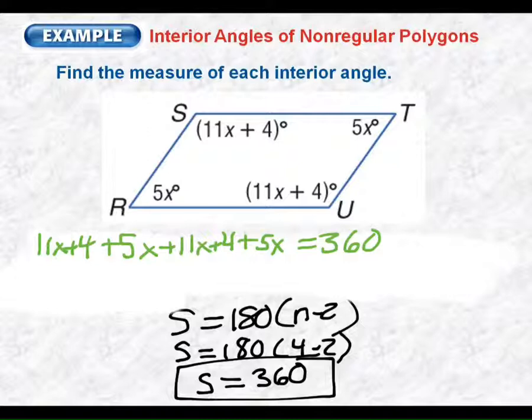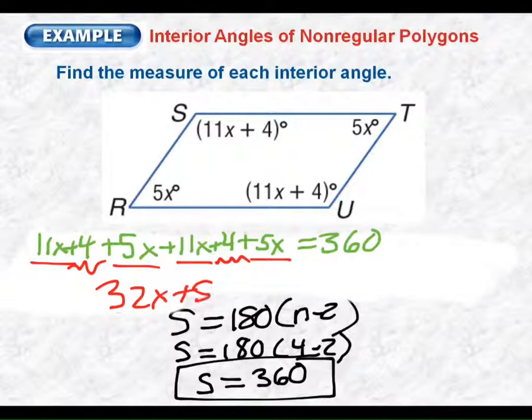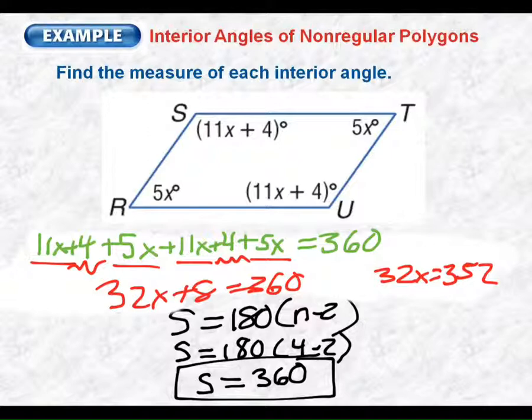Okay. And then I just work this algebra here. I'm going to combine what like terms I have to solve for x, and then my constants. So that's 32x plus 8 equals 360. Subtract 8 from both sides. I get 32x equals 352. Divide both sides by 32.